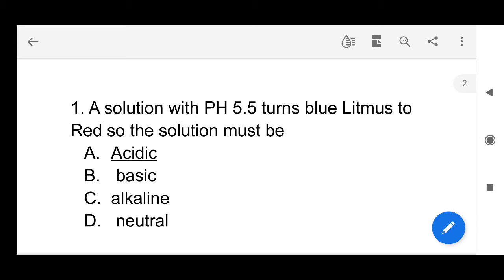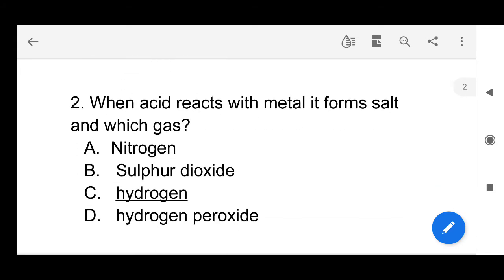So see here, litmus is nothing but an indicator for acid and base. If the pH is below 7, it will be known as acid. The pH above 7 will be known as bases. And the characteristic feature of acid is it turns blue litmus to red. So see here, the answer will be acidic.